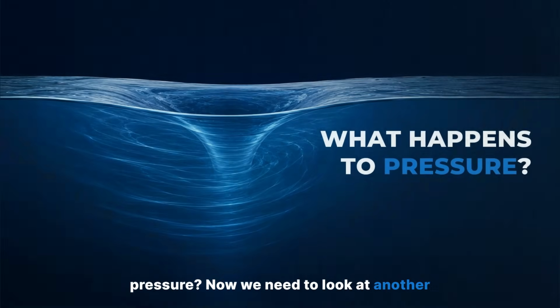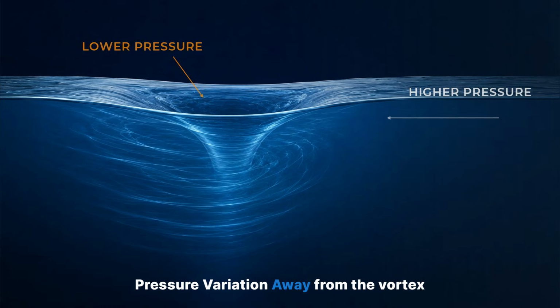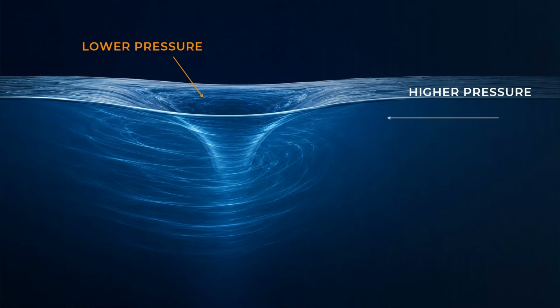What happens to pressure? Now we need to look at another important part of the vortex: pressure. The fluid is continuously traveling along a curved path. And to maintain that curved motion, pressure cannot be the same everywhere across the vortex. Away from the vortex core, the pressure is relatively higher. As we move toward the center, the pressure becomes lower. So the vortex develops a low-pressure region around its core. This pressure variation is a very important part of the vortex behavior.